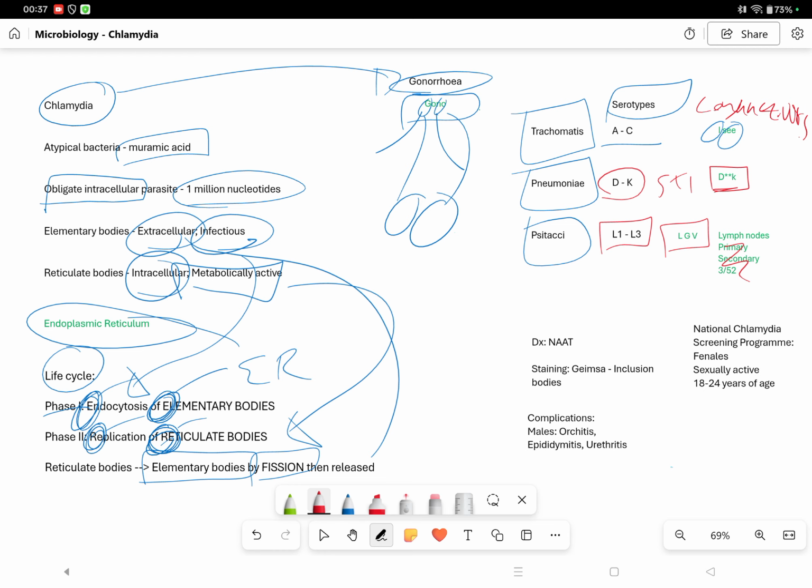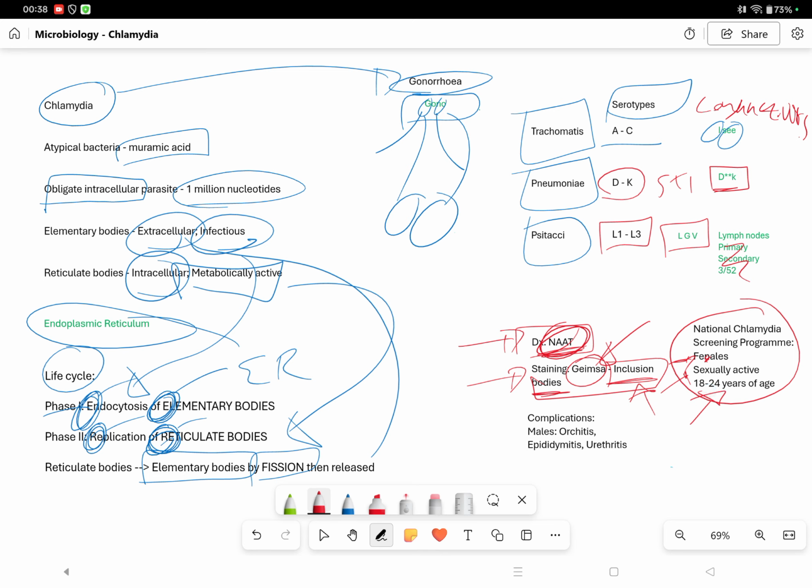Diagnosis of chlamydia, well, we're going to do NAAT testing, and if you're going to stain it, we're going to stain with Giemsa stain, and on that we're going to see inclusion bodies. This is really important. So Giemsa stain and its inclusion bodies, presence of inclusion bodies is a positive, and the way we're going to definitively diagnose is by means of NAAT testing. There is a national chlamydia screening program. This is for females, sexually active, of course, and 18 to 24 years of age.